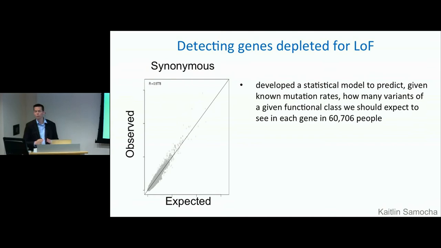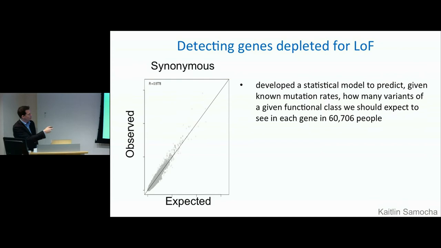So what we have done, and this is work that was led by Caitlin Samocha, a graduate student in Mark Daly's lab, who's been working with our lab for this work. What Caitlin did is to develop a statistical model that allowed her to predict with considerable certainty, given the known mutation rates across a gene or region of the genome, how many variants of a given functional class we should expect to see in that gene or region in 60,000 people, and we can then compare that expectation against our actual observation to figure out whether we actually see fewer variants of that class in that region compared to what we should by chance.